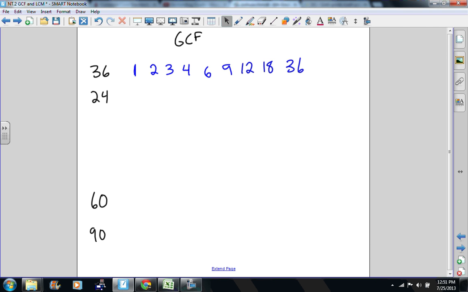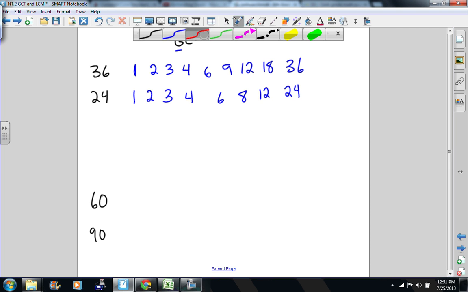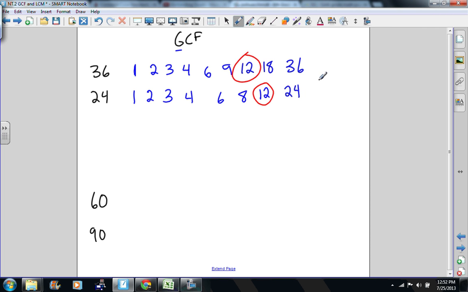Okay? So for 24, I'm going to do the same type of thing. 1 and 24. Well, then 2 and 12. 3 and 8. 6 and 4. So those are all the factors there. And I'm looking for the greatest common factor of these two. So the largest number that these two share looks like 12. So the greatest common factor of 36 and 24 is 12.